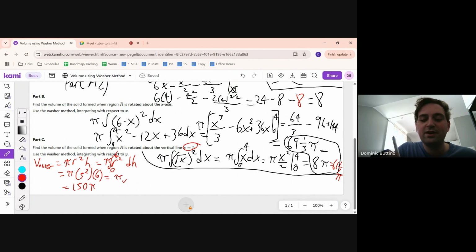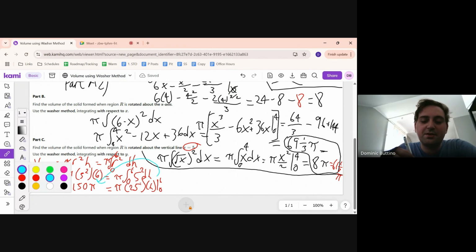You're going to get pi integral from 0 to 6, where your radius is 5, again, because that's the distance from the outside to there, dh. Oh wait, no, 5 squared, radius squared, don't forget that. 5 squared is 25. Integrate 25, you get 25h. Hey, look at that, we have the exact same thing. Pi times 25h from 6 to 0, which, like we just talked about, is going to end up giving you 150 pi. Again, that's not the final answer.